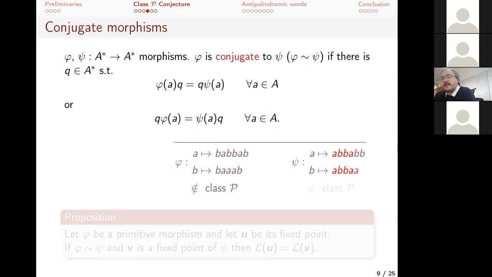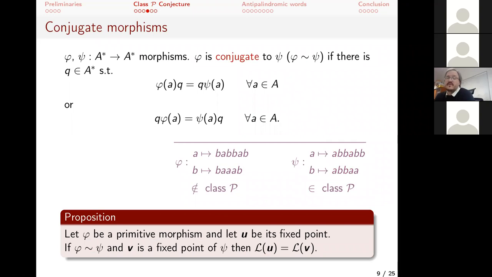The common palindrome W from the definition is ABBA, and then palindrome for letter A is BB, and palindrome for letter B is A. So this is in class B. And the reason why this is so important is because of the following quite known result, that if we've got a primitive morphism, it's a fixed point, and another morphism, which is conjugate to phi and its fixed point, then the languages of fixed points are the same.